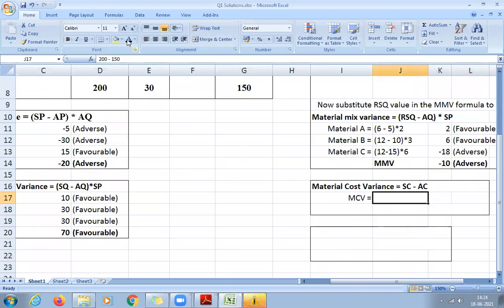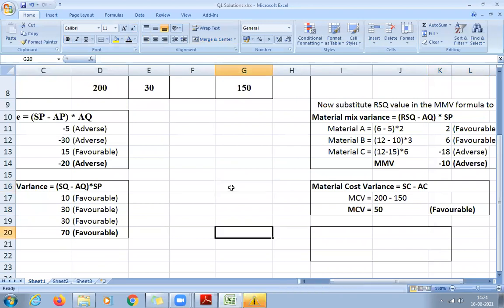So that is 200 minus 150. How much are you getting? 50, sir. Plus 50, that is favorable. Got it? So material cost variance is 50 favorable.